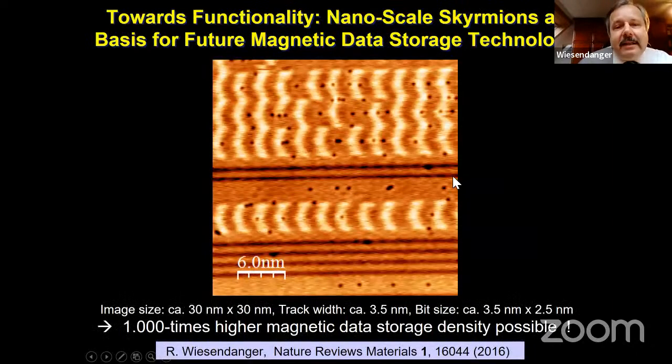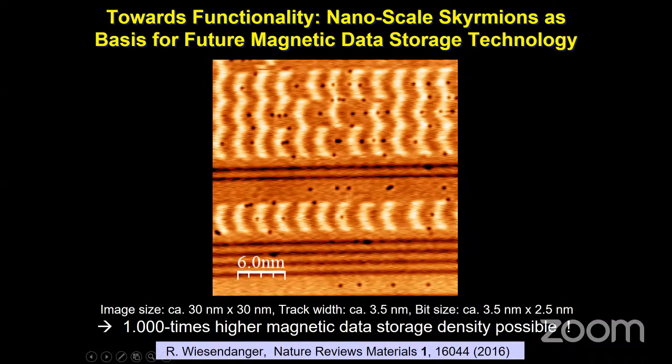Now, the beauty is, since these skyrmions have this strange shape, you can easily align them here on tracks, and you see some close relationship with data tracks on a magnetic hard disk drive. The only difference is that these bits here have only a size of 3.5 times 2.5 nanometers. So if you calculate the areal density, it would be 1,000 times larger than for current magnetic data storage devices that was discussed here in this paper.